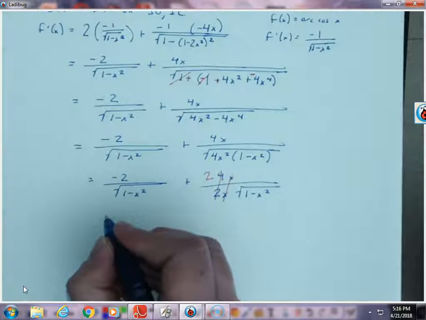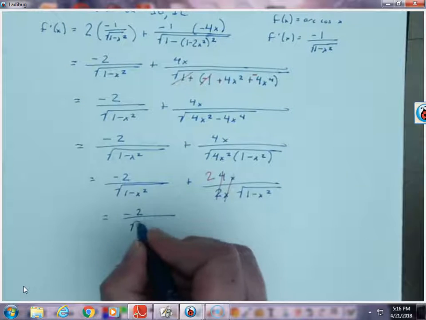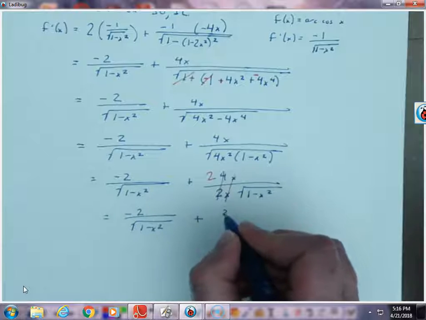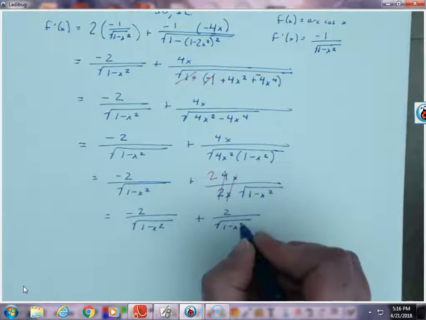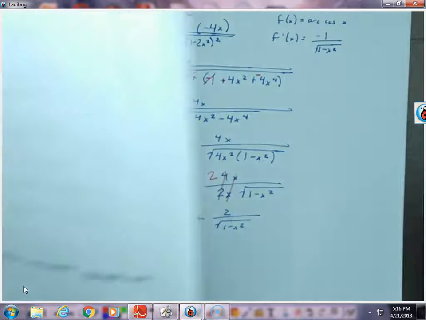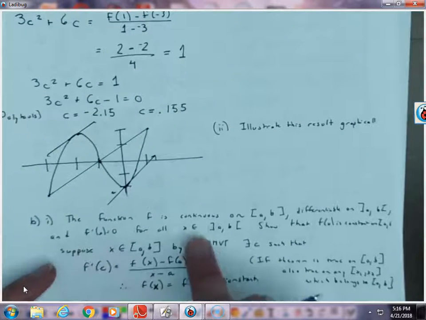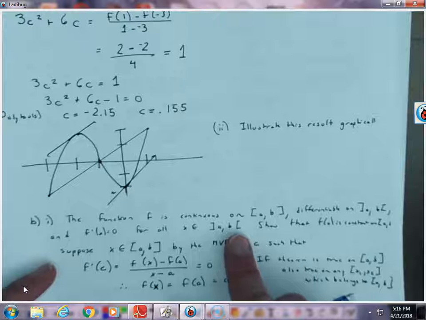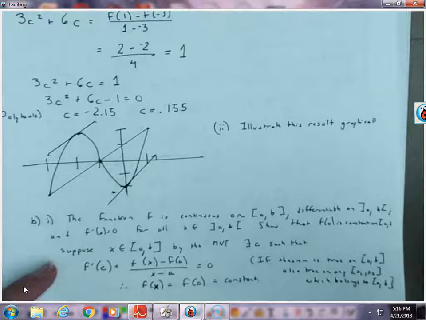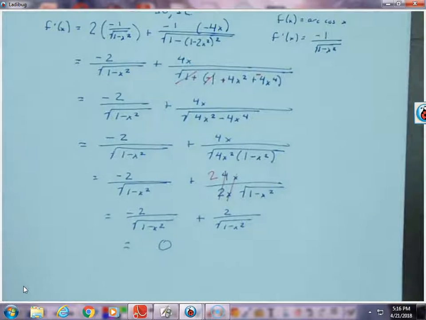So if you look, what you have is negative 2 square root of 1 minus x squared plus 2 over the square root of 1 minus x squared, which is 0. So if you look back, they said that if the derivative equals 0 for an entire interval, then the function is just a constant. So that means no matter where you evaluate the function, it's going to be the same thing.